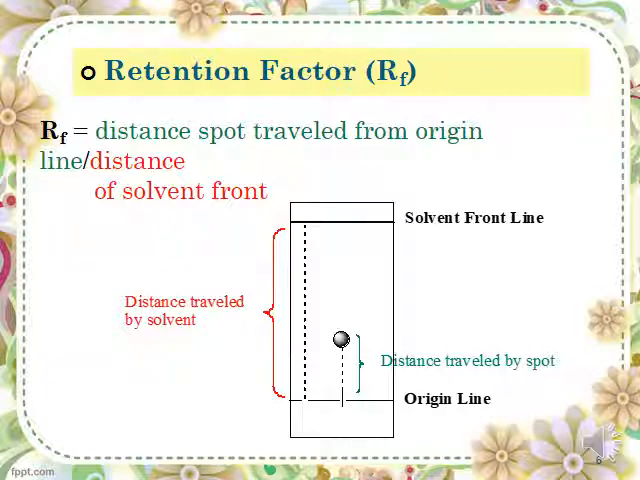The retention factor, Rf, is calculated based on the distance traveled by the spot, or the component, over the distance traveled by the solvent. Remember I mentioned that you have to draw two lines, the original line and the solvent front. The distance between the original line and the solvent front is the distance traveled by the solvent, and the distance from the original line to the center of the spot is the distance traveled by the spot. Then we calculate Rf from there, this divided by this.